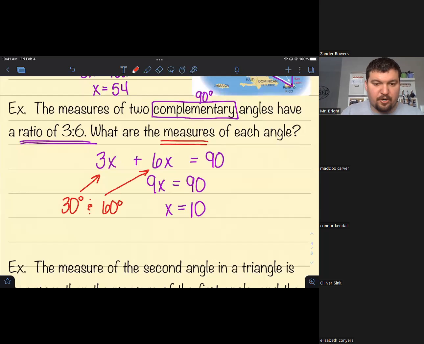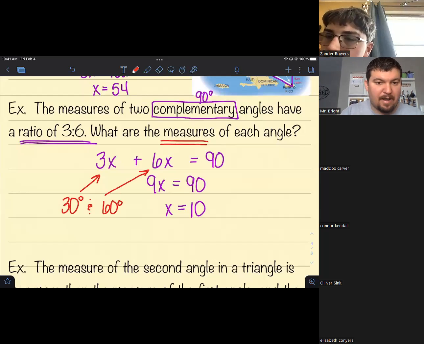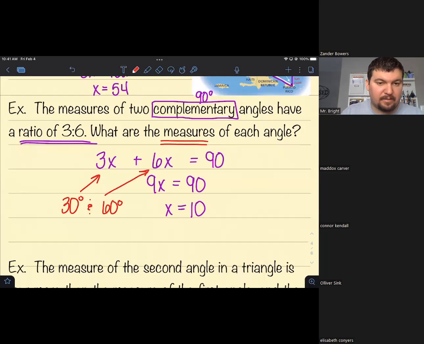You can double check to make sure your math checks out. 30 and 60 do add up to give you the 90 degrees for those two complementary angles. Okay, so this would be our answer. X equals 10 is how we find our answer, but our answer is actually 30 degrees and 60 degrees.